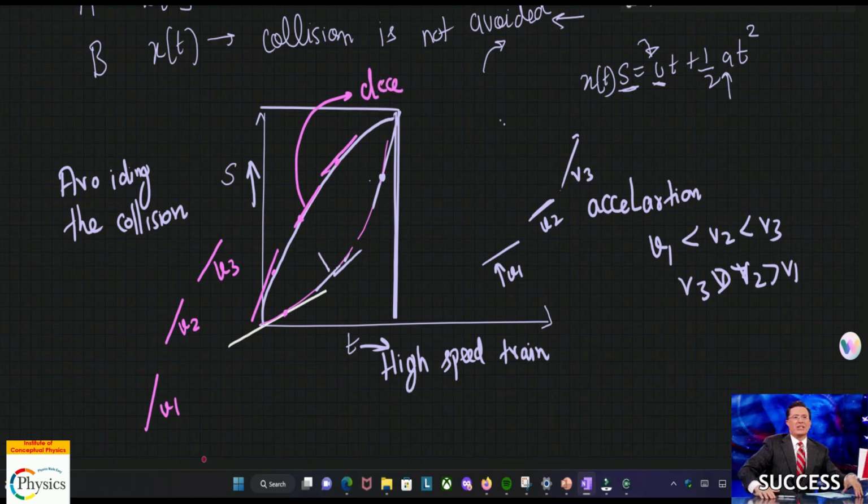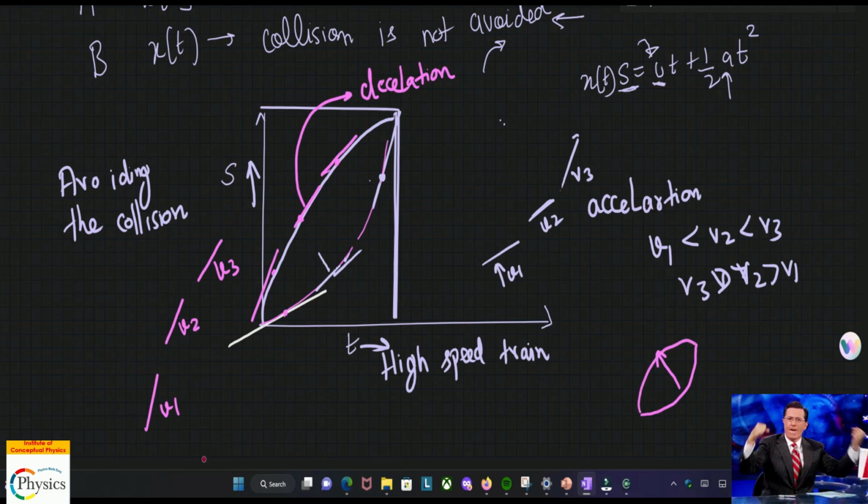Okay, so the only difference was the shape of the parabola you drew. If you draw it upwards, facing this side, this becomes a case of acceleration. If you draw it the other way, this becomes a case of deceleration. So avoiding collision, situation number 1, you apply a brake successfully. High speed train, this is graph number A.